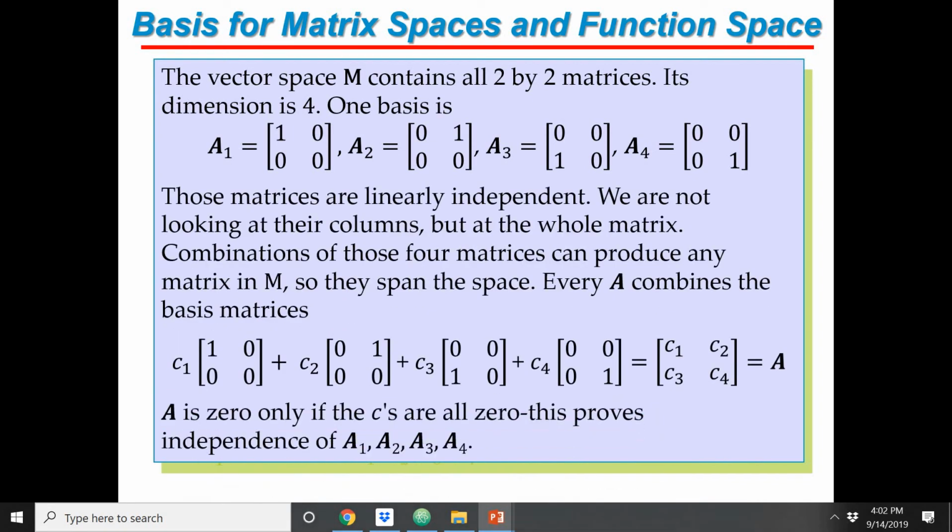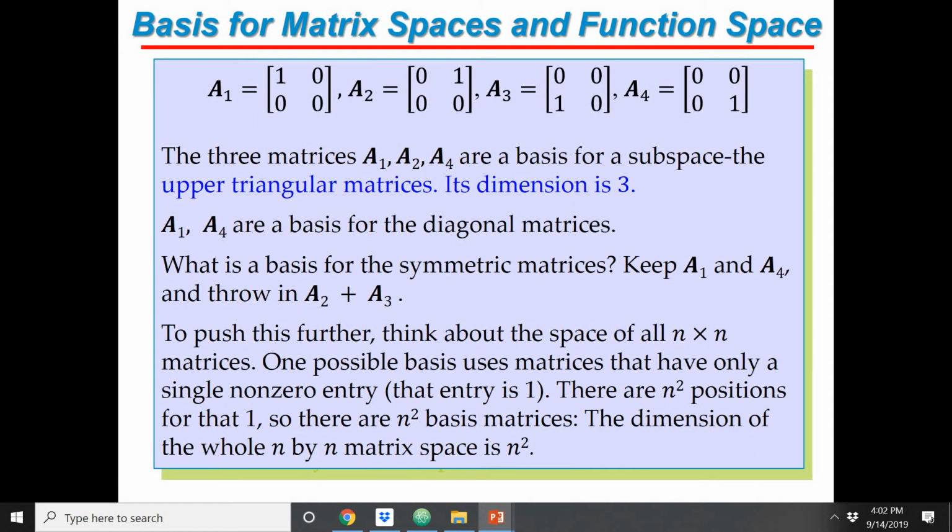Now, there are a lot of matrices that you will see in engineering and in your applications that have some structure. Some matrices, we have already seen them. They are diagonal. Some matrices are upper triangular. Some matrices are symmetric. So you may ask, what is the basis for diagonal matrices? And you can immediately see the basis.